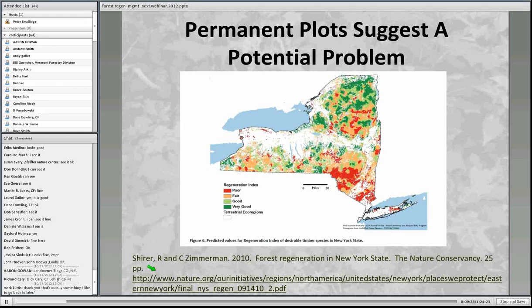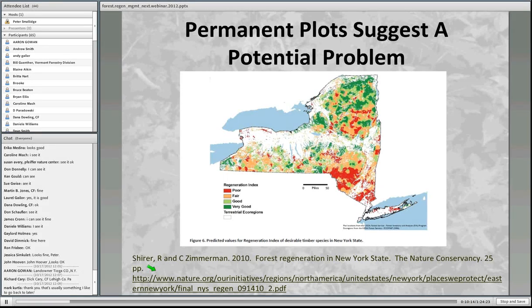of regeneration. And this graphic illustrates timber species. So these are desirable timber species, and the regeneration index is red and orange for poor and fair. You can see that that's fairly well distributed across the state. The green colors indicate good or very good. So the best evidence of regeneration on these U.S. Forest Service FIA permanent plots is pretty good regeneration scattered around the Adirondacks and patchily throughout central New York in the southern tier.